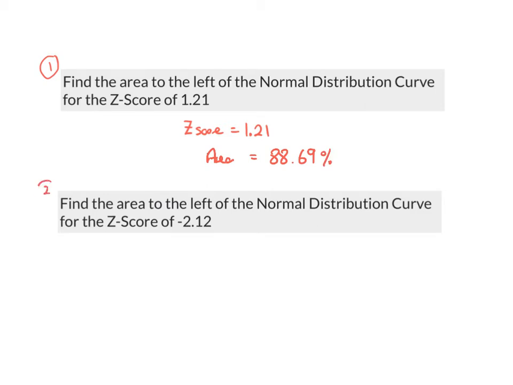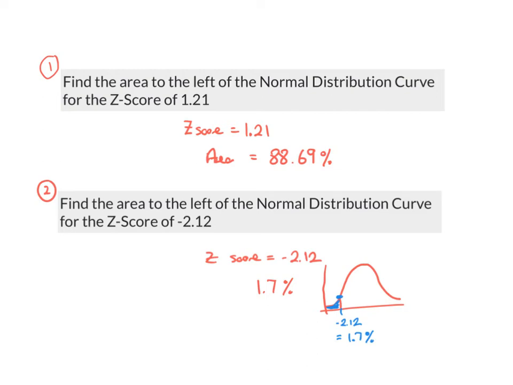Question 2 here. Find the area to the left of the normal distribution for a z-score now of -2.12. So now we go back to the question. We get 1.7%, and that means on our normal curve, looks something like this. The curve looks something like that. We're looking for something like this on this very far end here, being the area we're looking for. That would be -2.12, which would equal 1.7% to the left.